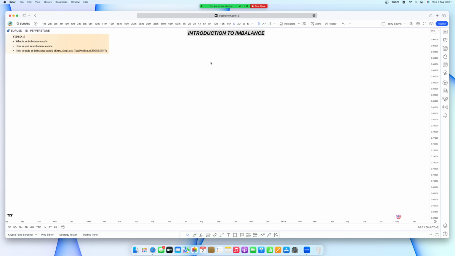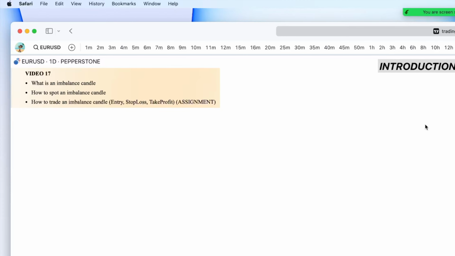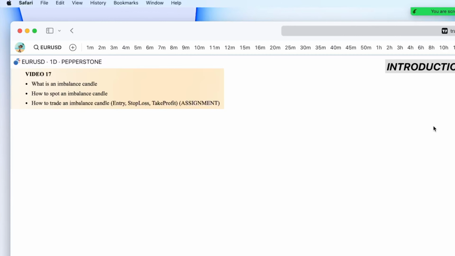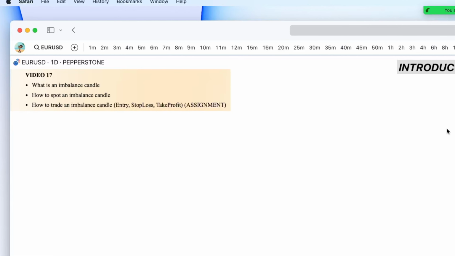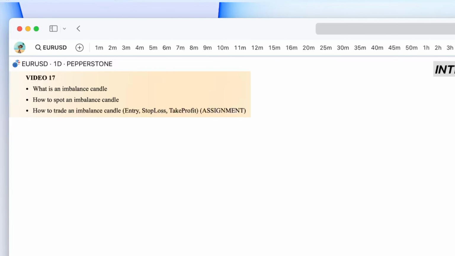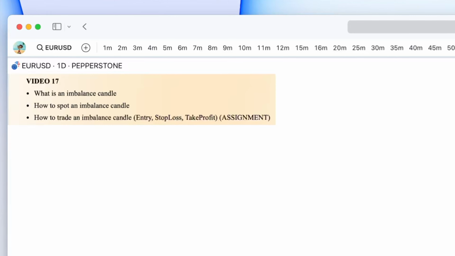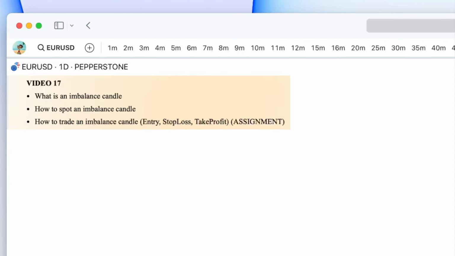Today we are going to be discussing imbalance, and as you can see to the upper left of my screen, we are going to be talking about what is an imbalance candle, how to spot an imbalance candle, and how to trade an imbalance candle, in brackets where your entry is going to be, where your stop loss and take profits are going to be, right?